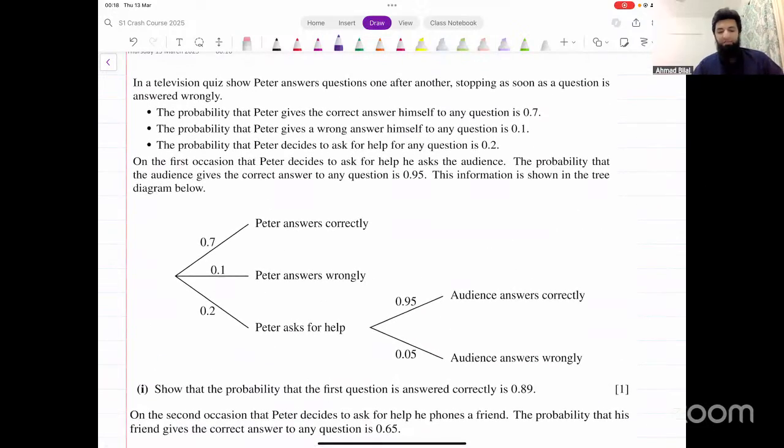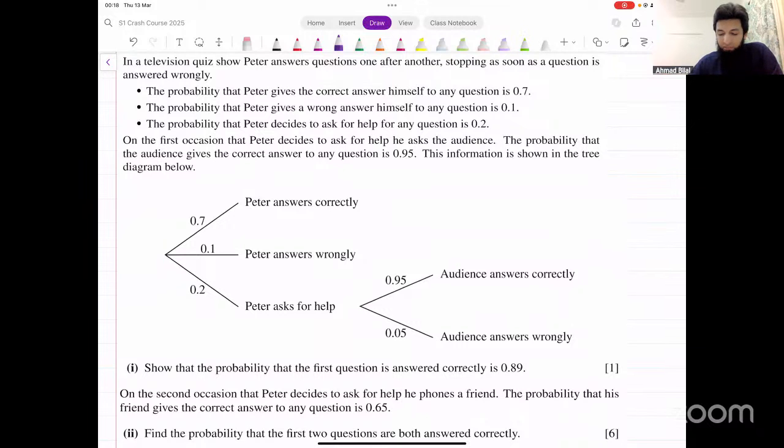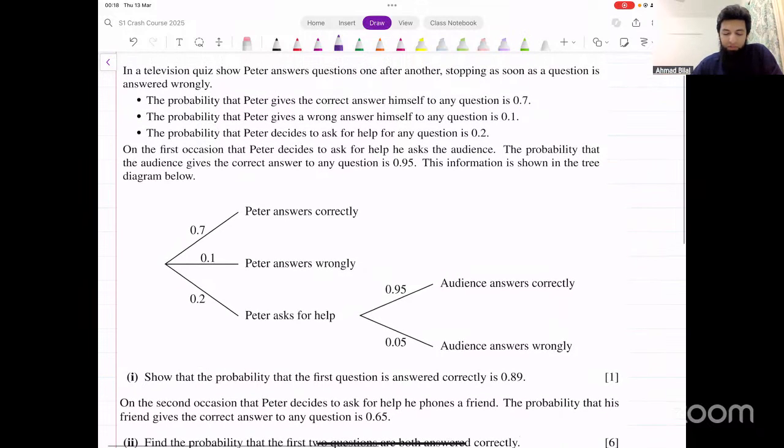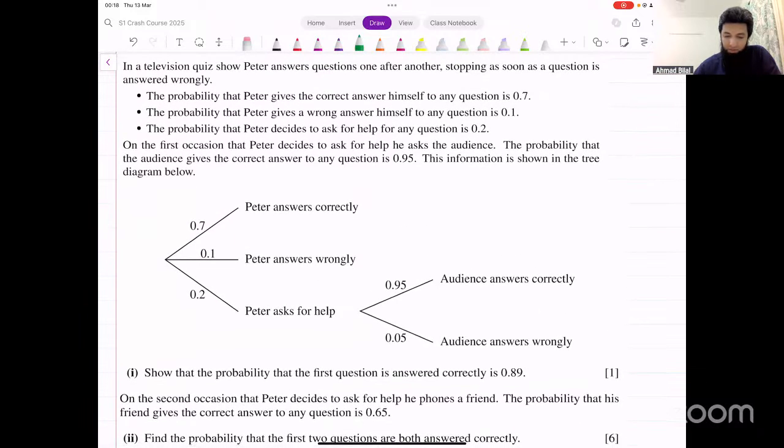All right, so it says, in a television quiz show, Peter answers questions one after another, stopping as soon as the question is answered wrongly. You might have seen TV shows like this, right? In our times, we used to have a few of these, and internationally they have others as well. I'm not sure if there's one these days going on. I don't watch many TV shows anymore, so I'm not sure, but you might have heard of these quiz shows.